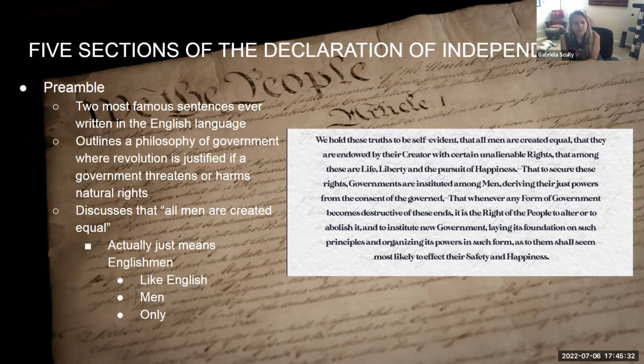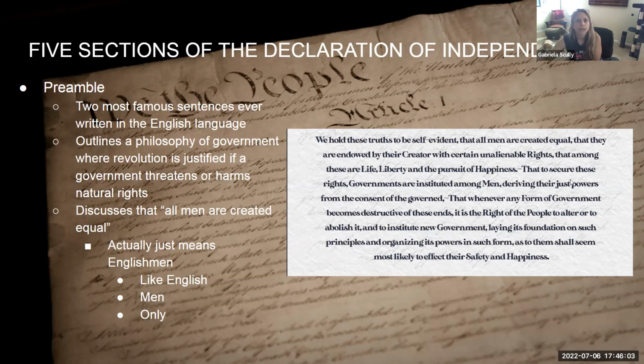That whenever any form of government becomes destructive of these ends, like Britain's, it is the right of the people to alter or to abolish it. So we can get rid of any government that doesn't respect our rights to life, liberty, and the pursuit of happiness, laying its foundation on such principles and organizing its powers in such form as to them shall seem most likely to effect their safety and happiness. So you gotta let us do this.